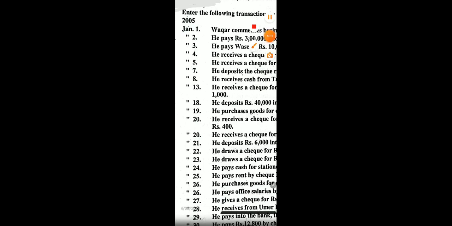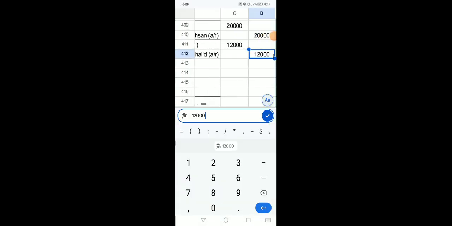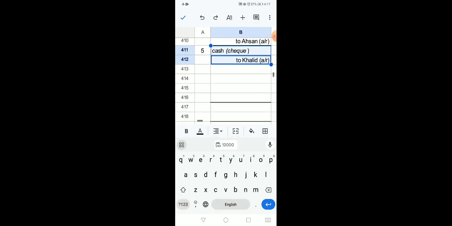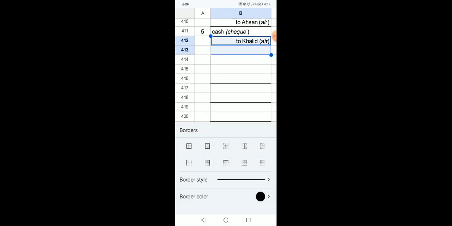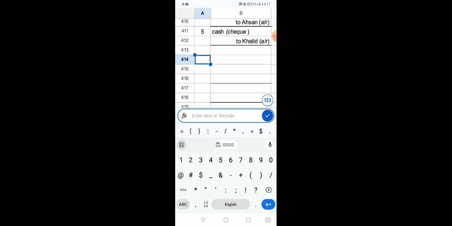Entry number 7. He deposited the check received from Khalid. All right, received from Khalid and now deposited. Look at it. You have already received a check from Khalid in the previous entry, and now he is saying in the 7th entry, that means after 2 days, you have deposited the same check which was received from Khalid into the bank. Now please be attentive. You have received a check from Khalid and the same check is going out where? Into the bank.